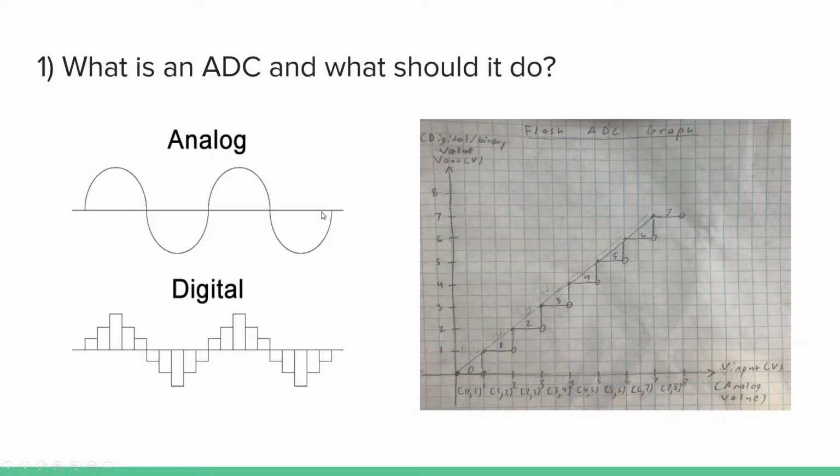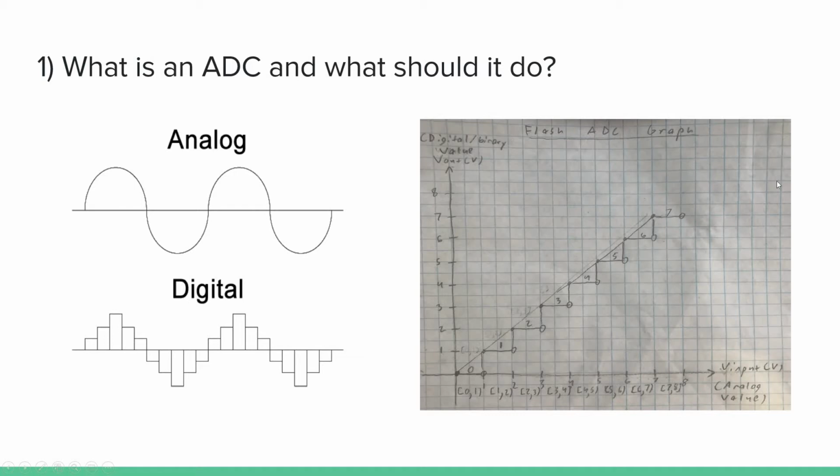So first, what is an analog to digital converter, and what should it do? It's important to understand the difference between analog and digital signals. If you see here in this wave, it's continuous, so it can take on any range of values, an infinite amount of values. But if you compare it to this digital signal, it's quantized, so it's discrete. It can only have this value or this value or this value, so it looks like a staircase.